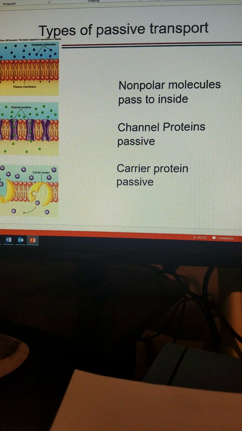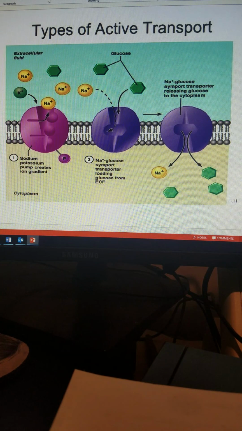So, types of passive transport: nonpolar, channel proteins, carrier proteins. If you think back from biology or the earlier chapters, even in this class, we talked about the 6 different types of proteins and their different functions. They're going to list some here that fall under the category of passive, once again meaning that they do not require ATP to work.